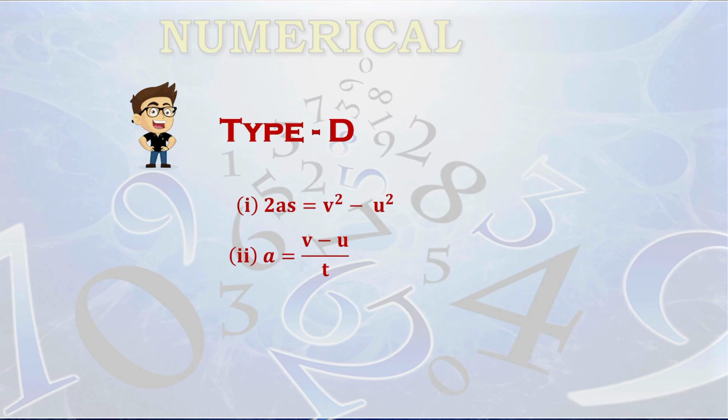Sometimes we may also use the formula for acceleration. Acceleration equals final velocity minus initial velocity divided by time. By using these equations appropriately, we can calculate distance traveled, acceleration, or velocity in different motion problems. Now let us solve some numerical examples based on these formulas.